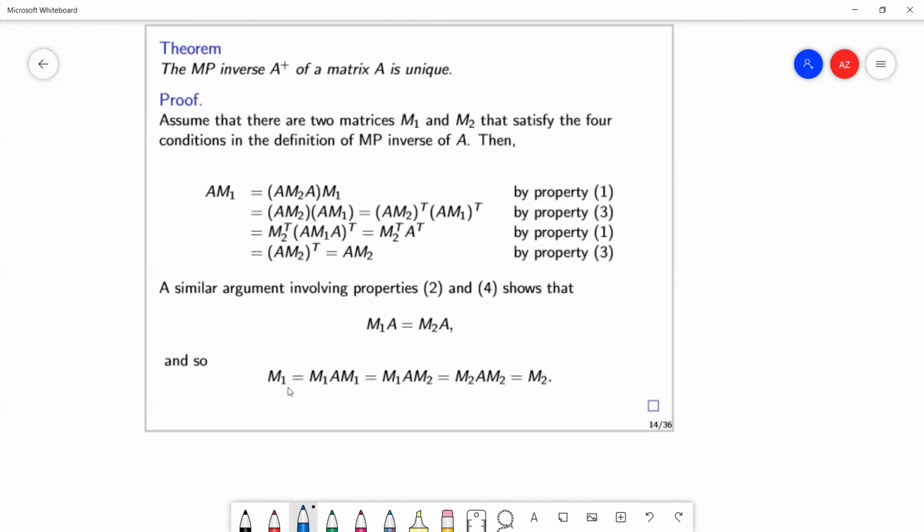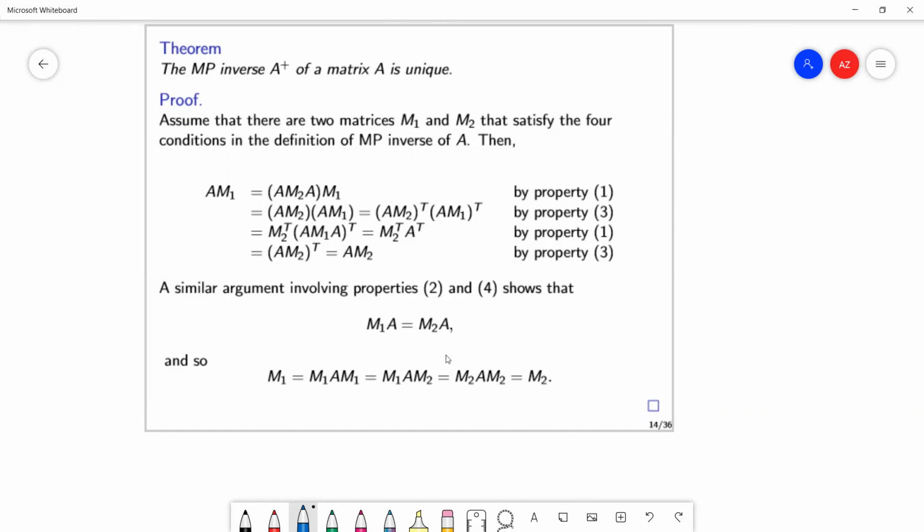So we have M1 is by definition M1A M1. And then we can replace this M1 by M2 because we have AM1 is AM2. We can do the same for the first M1 because we have M1A is equal to M2A. So we replace M1 by M2. And now again, by the definition of a generalized inverse of M2, this is just M2.